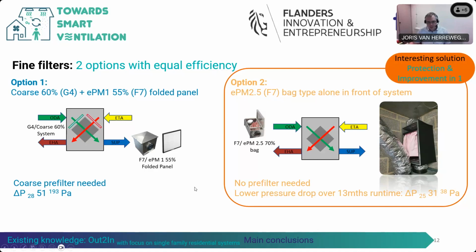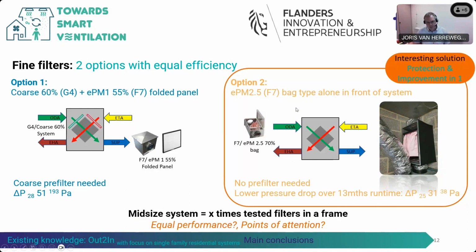Moreover, if we look at the pressure drop, we see that this solution also has an advantage. It has overall, over the long duration of the follow-up, a lower pressure drop than the combination of a coarse and a folded panel filter. You see it over here with an average pressure drop over 13 months indicated here, and the other values are the minimum and the maximum values. So this is an interesting solution if you're looking at protecting and improving the air quality at the same time.